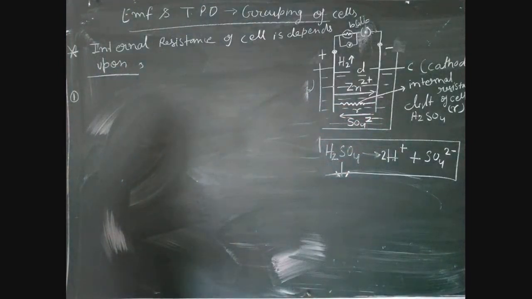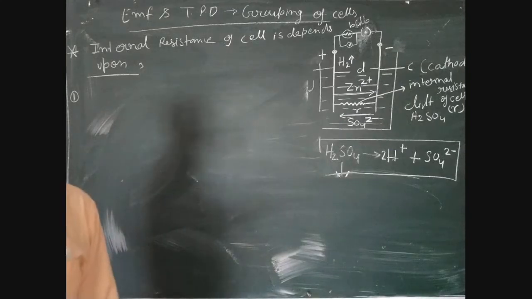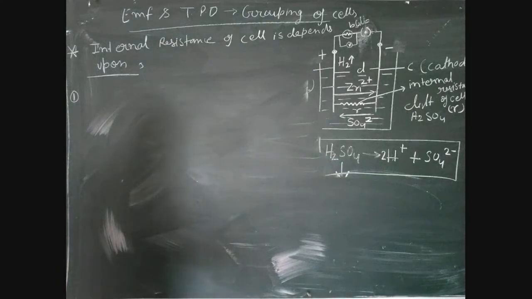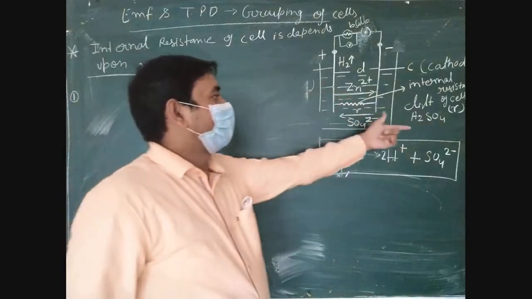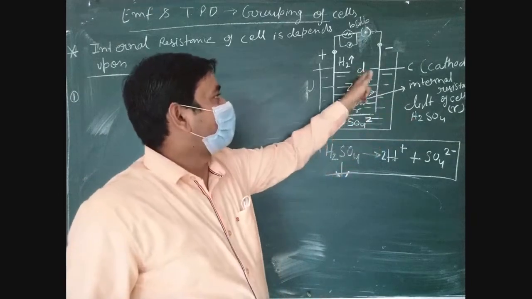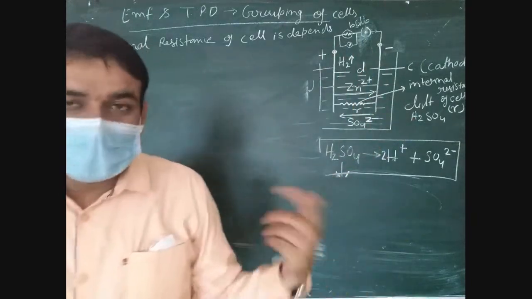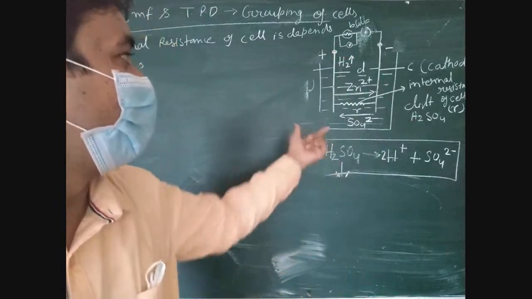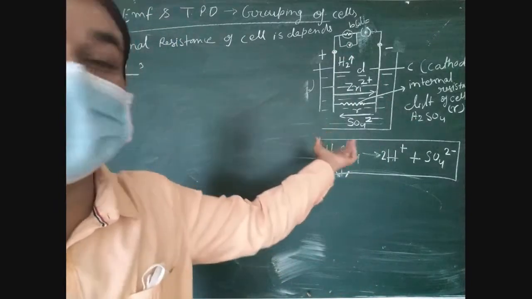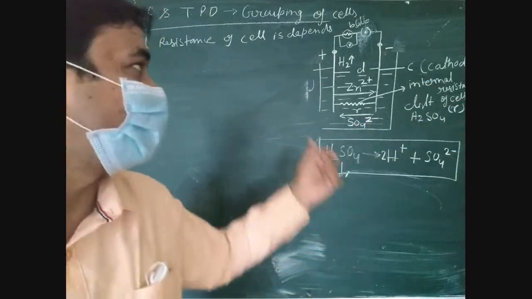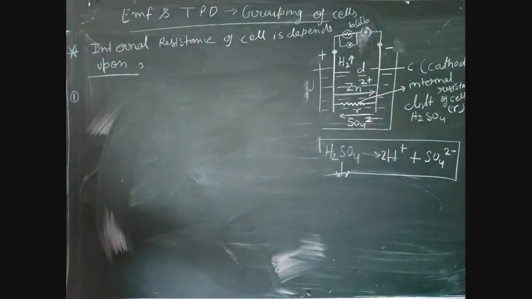Next, the nature, concentration and temperature of electrolyte. As the concentration is changed, you observe the chemical reaction is also changed. Okay. Then the internal resistance increases, and with an increase in resistance, the current decreases.